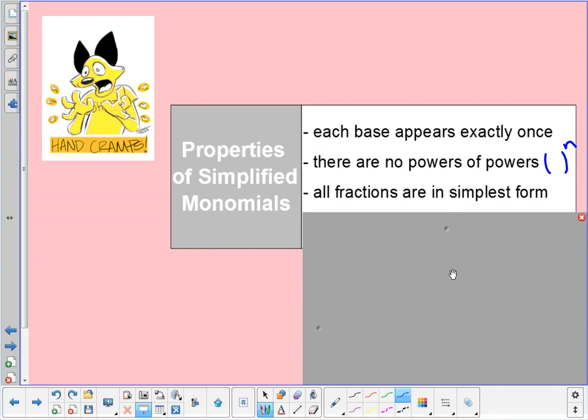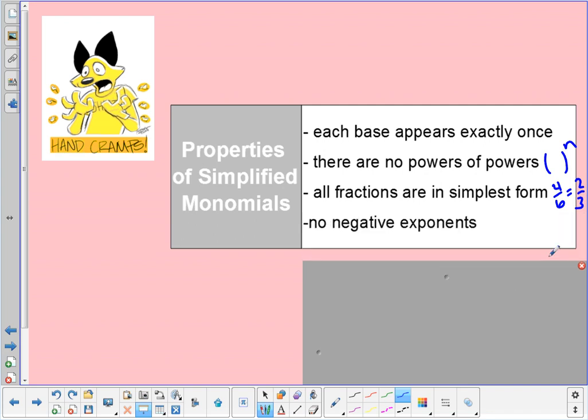We also need to reduce all of our fractions. For example, if I had 4/6, I need to reduce that to 2/3. So reduce all of our fractions whenever we see them. And now the new one is no negative exponents. We are not allowed to have negative exponents in our answer. Okay, so we need to make sure that none of these things are in our answer.